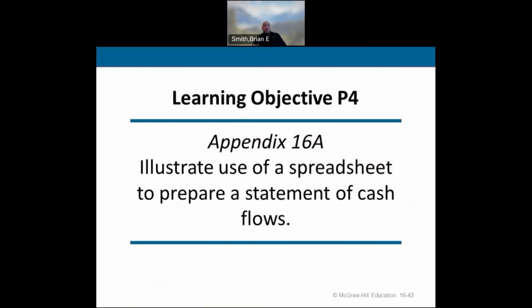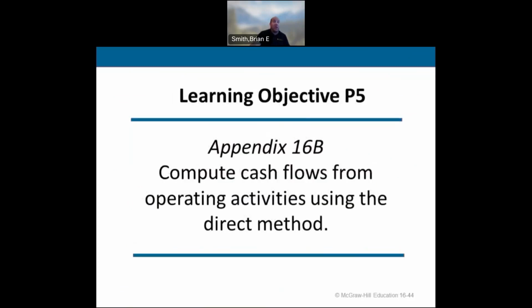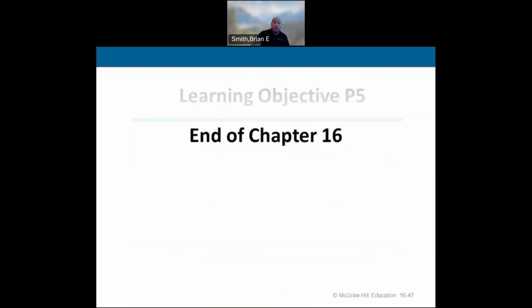I'm not going to do a spreadsheet to prepare a statement of cash flow because it should still be pretty straightforward. And then the next one is compute cash flows from operating activities using direct method. I'm not going to do that. So I'm going to do a snippet on how to do a cash flow statement. I recommend you reviewing that as well. This is the end of chapter 16.